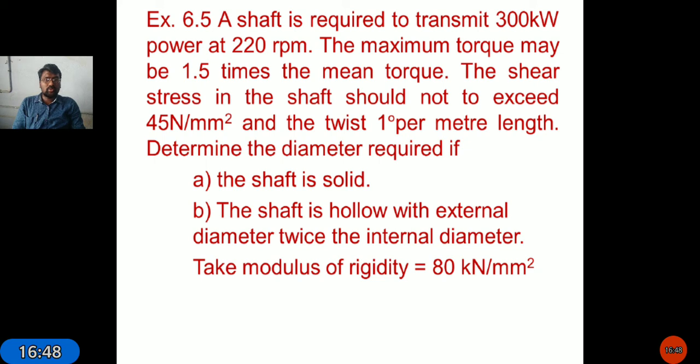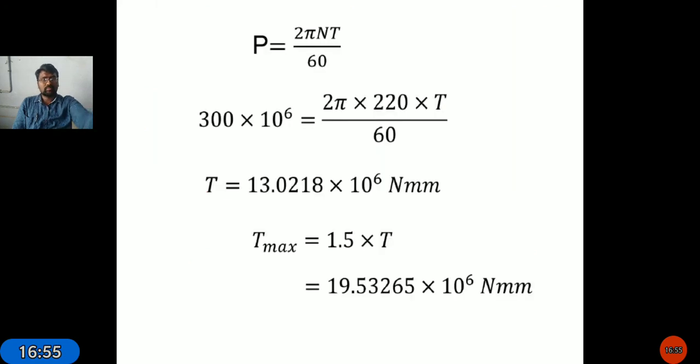First we need to find out the diameter of the shaft when the shaft is solid. From the power equation we can calculate the T value, that is 13.0218 into 10 power 6 Newton millimeter. By multiplying that mean torque by 1.5 we will get the maximum torque as 19.53265 into 10 power 6 Newton millimeter. It is the maximum torque developed in the shaft.